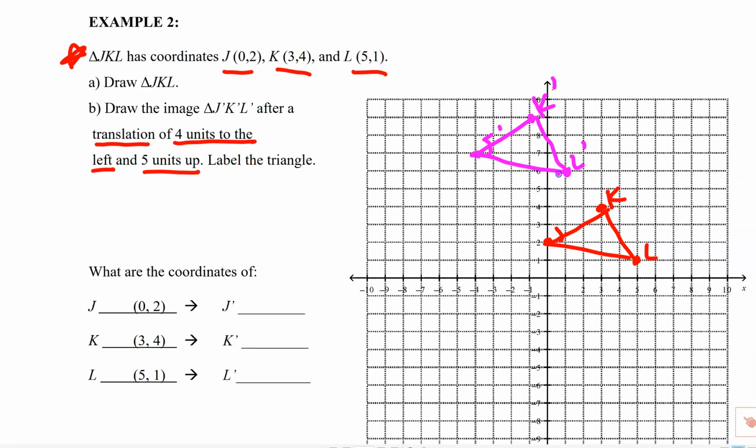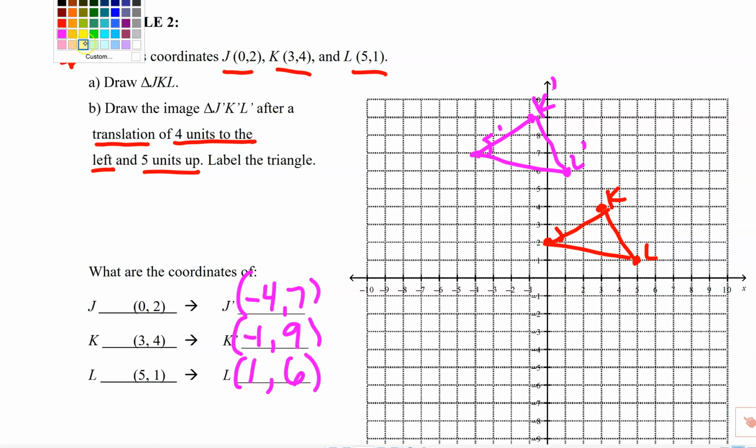So I'm going to go ahead and write the new points. The new J, or J prime, is (-4, 7). And my new K, so K prime, is (-1, 9). My L prime is (1, 6). All right, so now let's go ahead and take a look. We're going to see what happened to my x's.